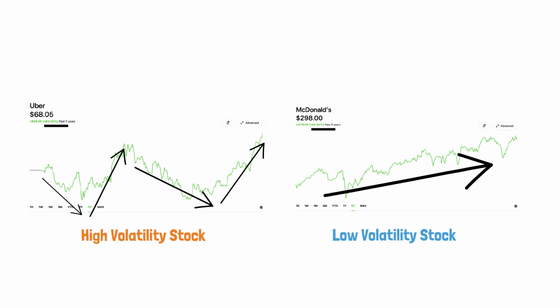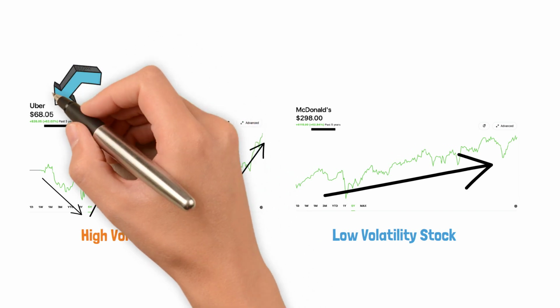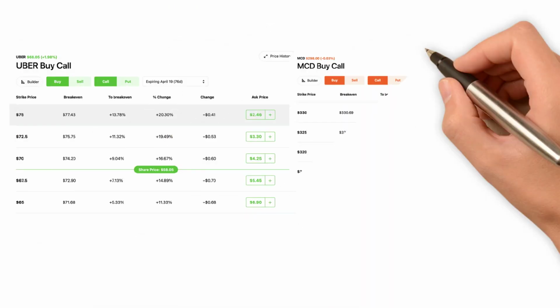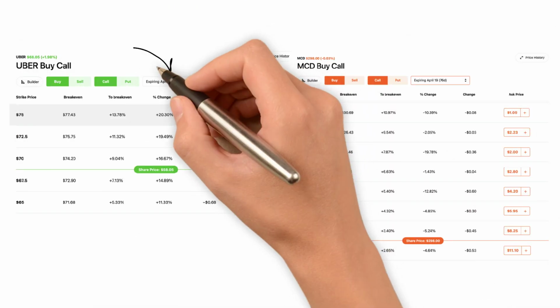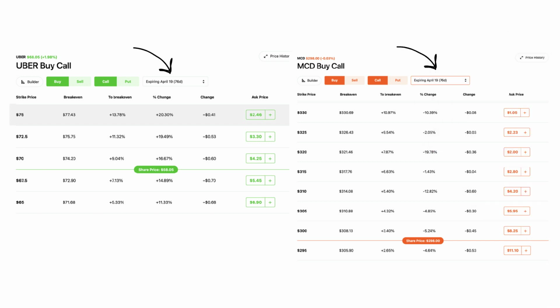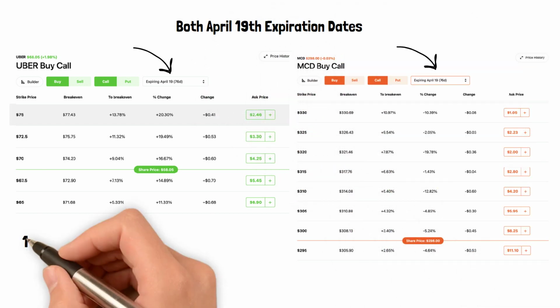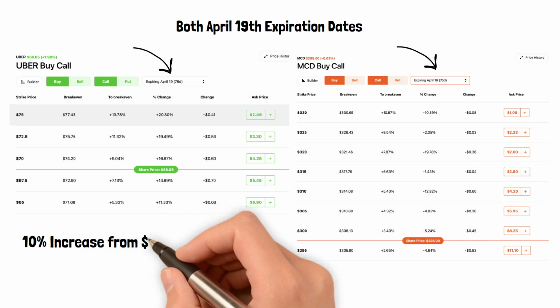If you had to pick a stock that would increase by 20% in the next month, which would you pick? Uber would be the rational choice because it has shown a history of large price movements. Now, let's select the same expiration dates for both of these stocks, and then we'll see what an options contract will cost that is 10% higher than the current price of each stock.